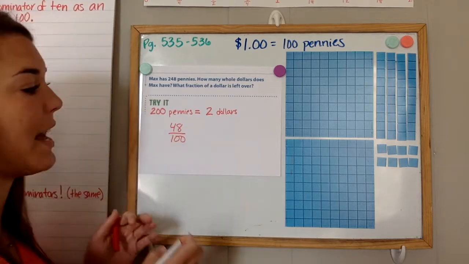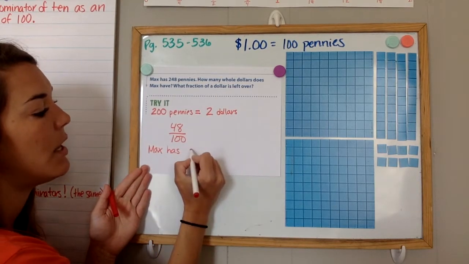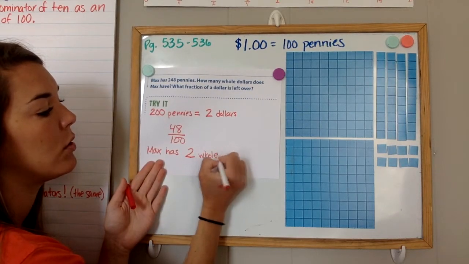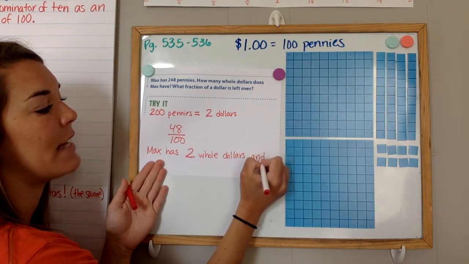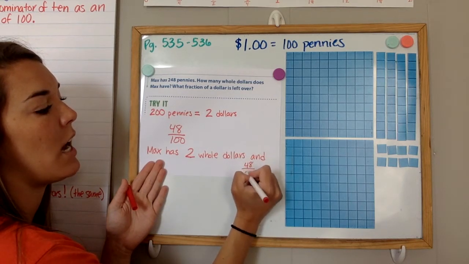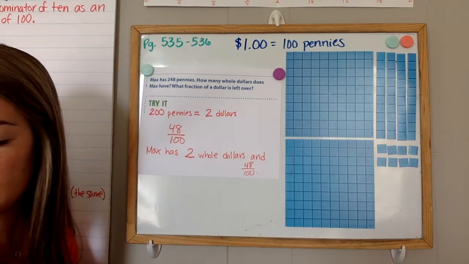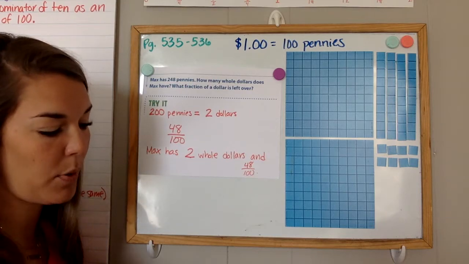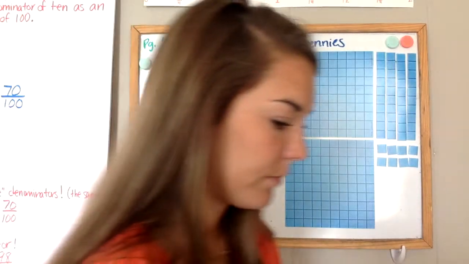So let's write that out. We're going to say Max has 2 whole dollars and 48 hundredths, okay, of a dollar. Take a minute to write that down if you need to. Pause me.